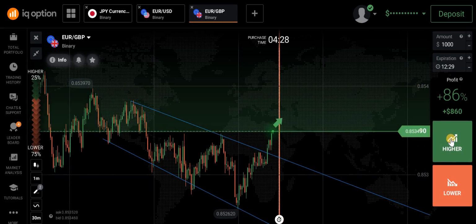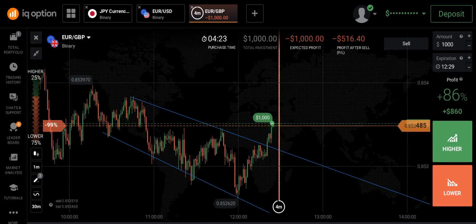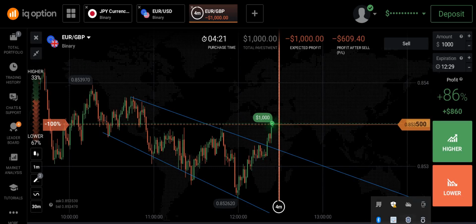Right now I'm taking a 5 minutes trend line breakout trade. Yes, this is it. Why am I taking this? Because I found the structure.